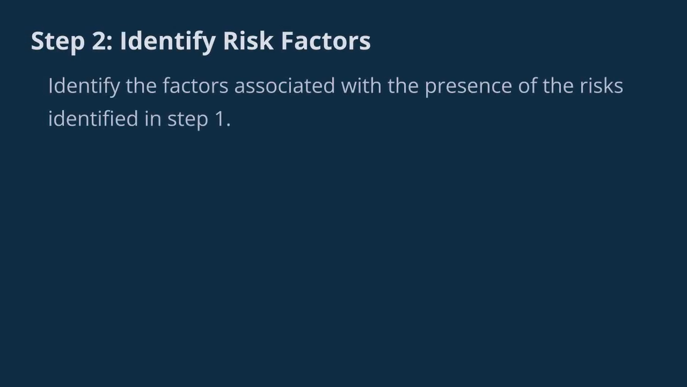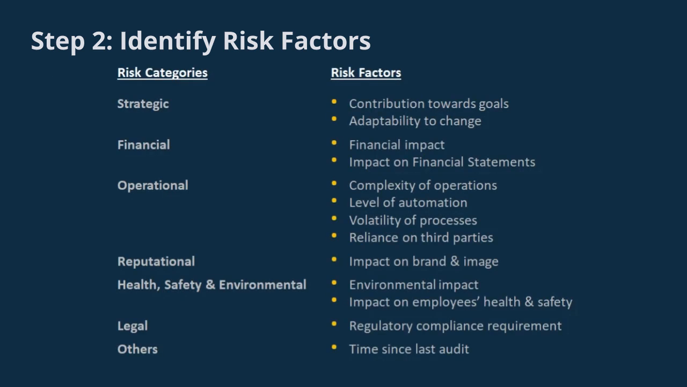The next step is to identify the factors or conditions that are associated with the presence of the risks identified in step 1. Remember, the factors may vary from one organization to another depending on the size and industry. Here are some common risk factors that may be used. Map each risk factor against the relevant risk category as shown here.